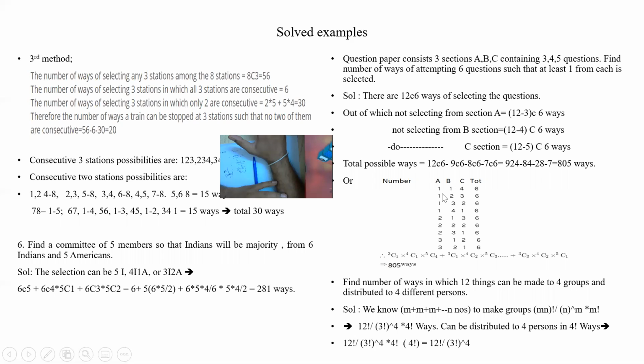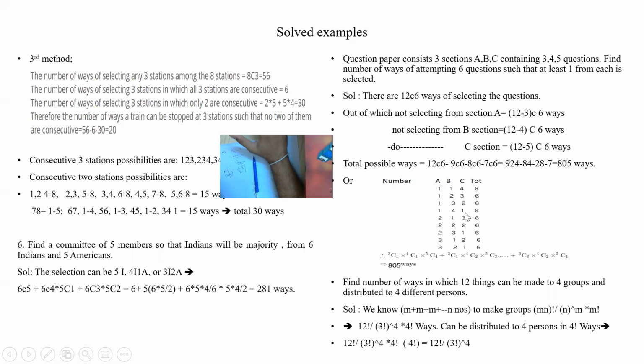Otherwise, you see, section A I have selected 1 question, section B 1, section C 4, total 6. 1, 2, 3, or 1, 3, 2. Again, you go 1, 4, 1. So, like that, you do physical tabling.